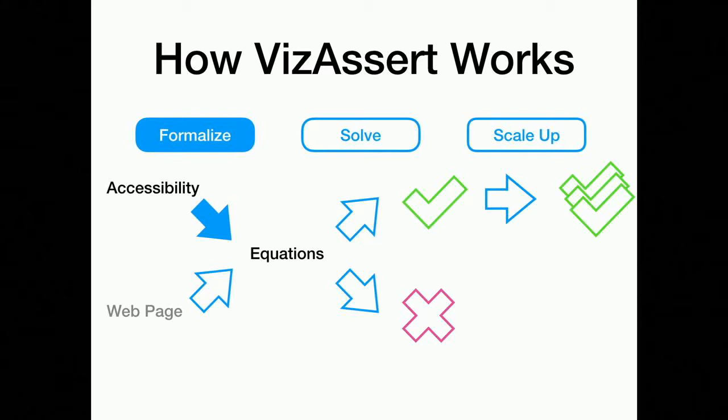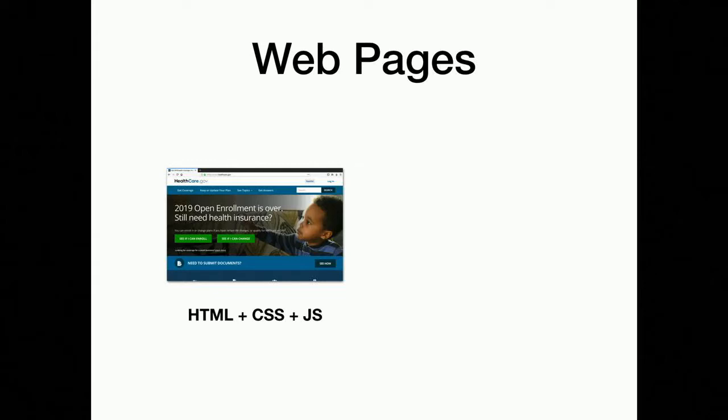So a modern web page is written in a mix of 3 different programming languages. There's HTML, which defines the content of the page. There's CSS, which defines its appearance, and JavaScript, which defines how it interacts with the user. And for most of this talk, I'll be talking about static web pages with no interaction, so let's ignore JavaScript for now.